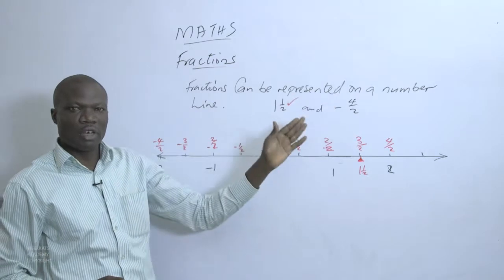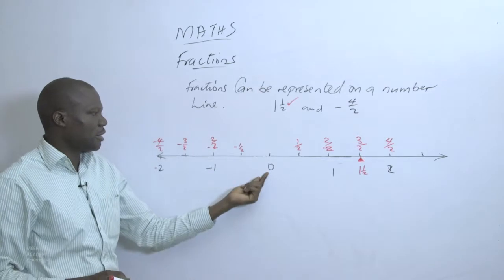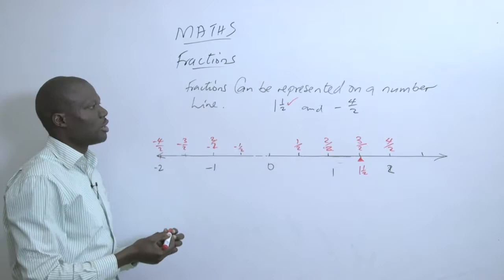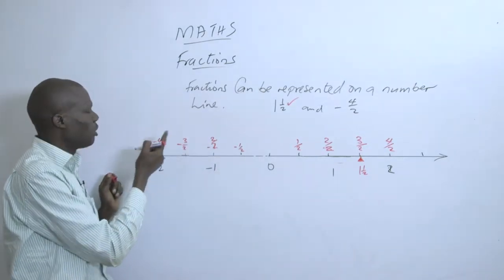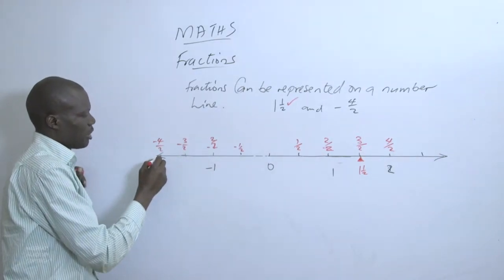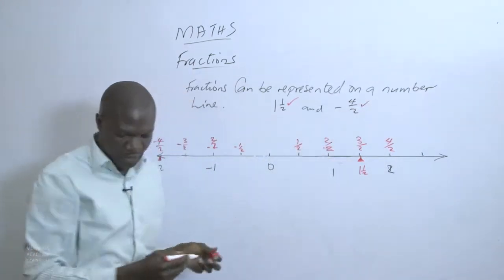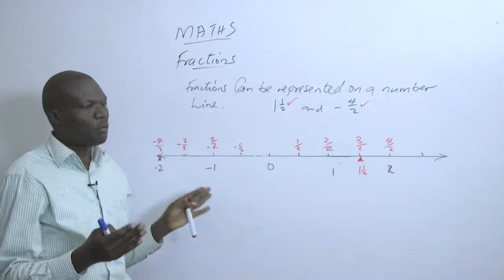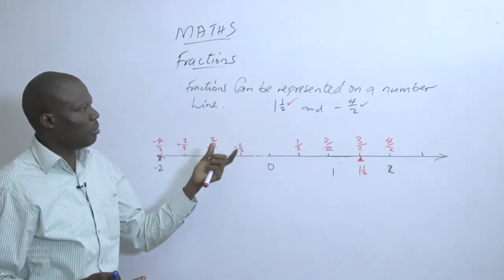For -4/2, from the central point where we have a 0, we move to the left up to 4/2. This is -1/2, -2/2, -3/2, -4/2. So a point which we require is this particular point, which gives us -4/2, and we shall have represented that. So in other words, we are saying fractions can be comfortably represented on a number line.